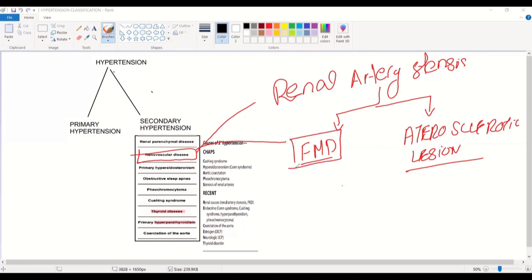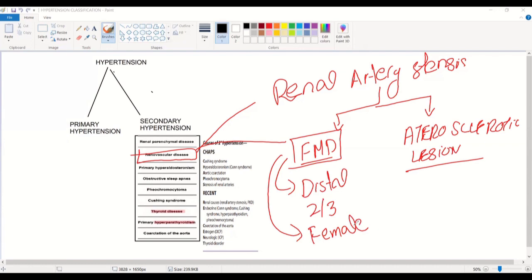Fibromuscular dysplasia. Okay. Can anybody tell me the location of the fibromuscular dysplasia? Distal 2/3 of the renal artery. And it is most common in females.